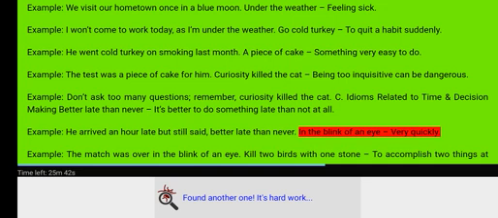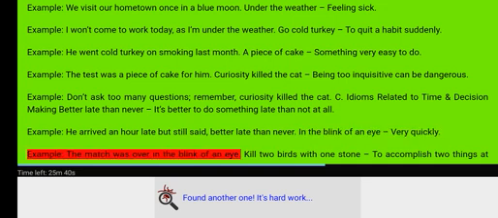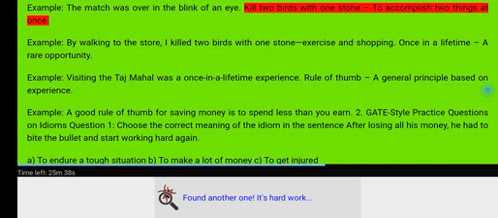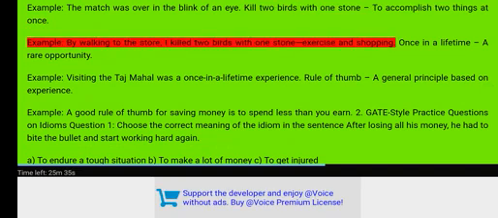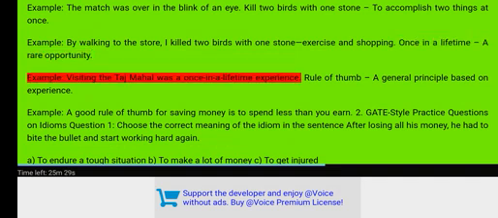In the blink of an eye, very quickly. Example, the match was over in the blink of an eye. Kill two birds with one stone, to accomplish two things at once. Example, by walking to the store, I killed two birds with one stone, exercise and shopping. Once in a lifetime, a rare opportunity. Example, visiting the Taj Mahal was a once in a lifetime experience.